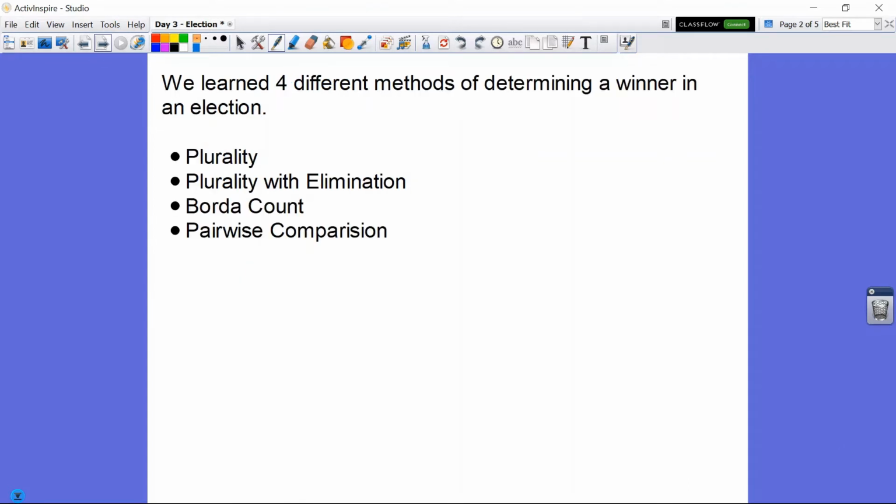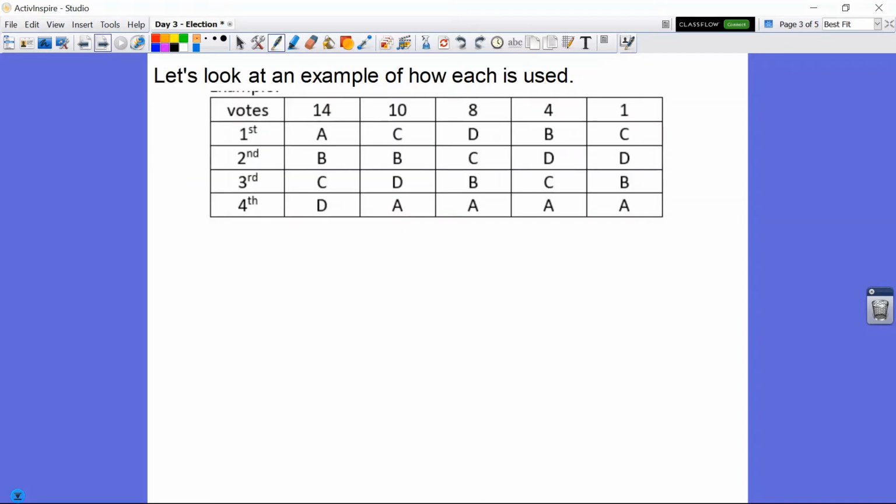So we learned 4 different methods of determining a winner in an election. There was plurality, plurality with elimination, Borda count, and pairwise comparison. We actually talked about runoff voting as well, but we're going to skip over that for today. So I just want to show you an example of each method so that we make sure we're all on the same page about what those mean.